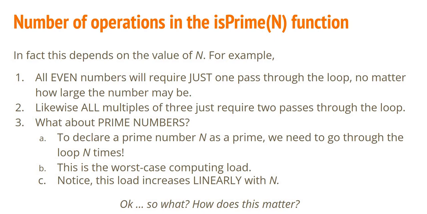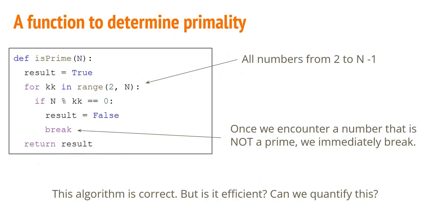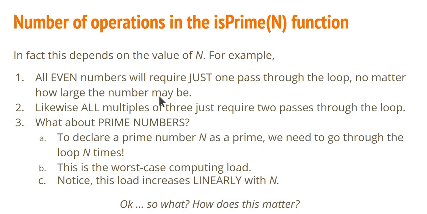If I actually supply a prime number to this, how many iterations do I run through? Well, think about it. If it's a prime number, this condition is never going to happen. Result equals false, which means this break will not come into play. What that means is that I'm going to run this 2, 3, 4, 5 until n minus 1. So we'll go through the loop almost n times.